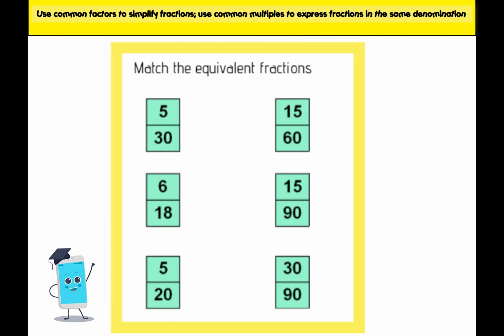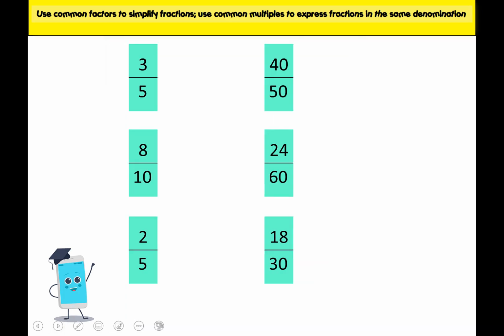Okay, in this next activity, you are going to be matching the equivalent fractions. So you're going to be thinking about which set of fractions, which pairs of fractions are actually equivalent. To do this, you're going to be needing to use your understanding of multiples and factors. Okay, remember, whatever you do to the numerator, you must also do to the denominator if you want to find an equivalent fraction. So we're going to look at 3/5 first, and let's have a look at this fraction here.